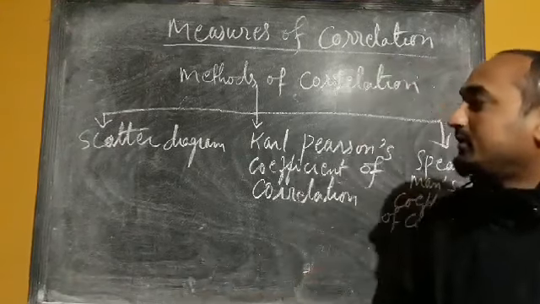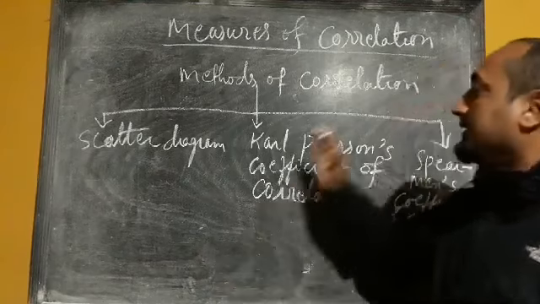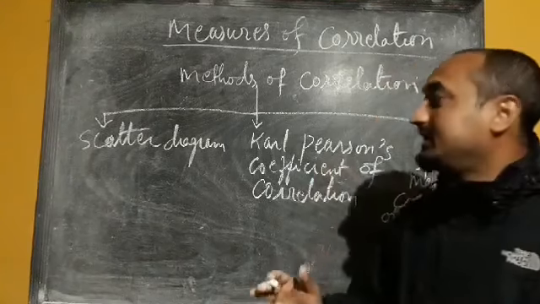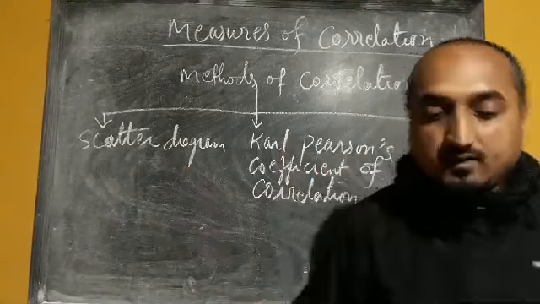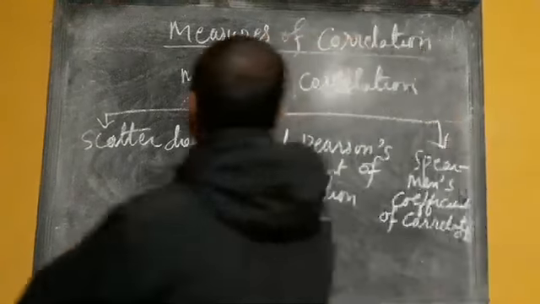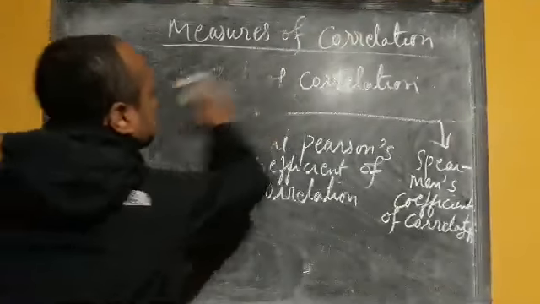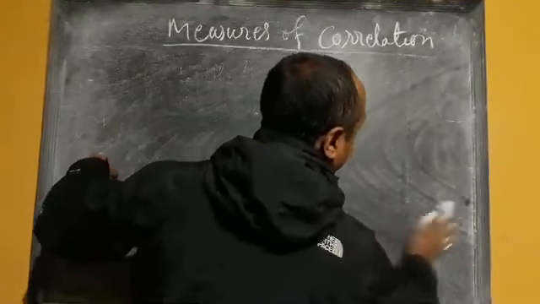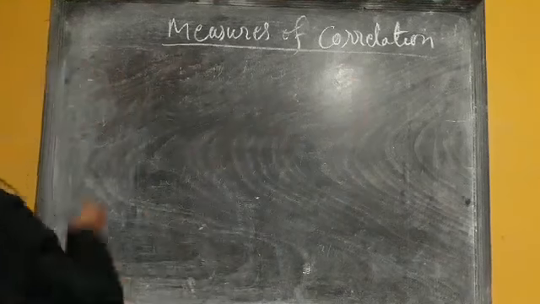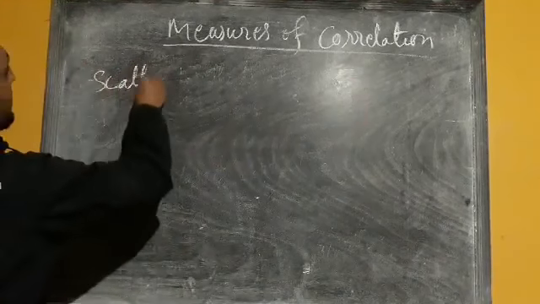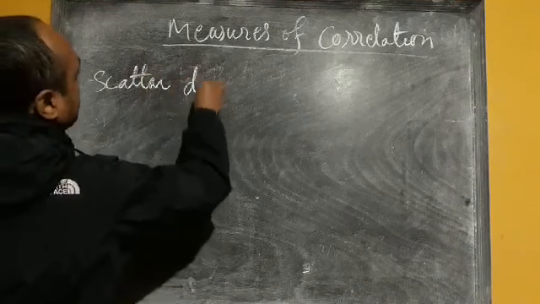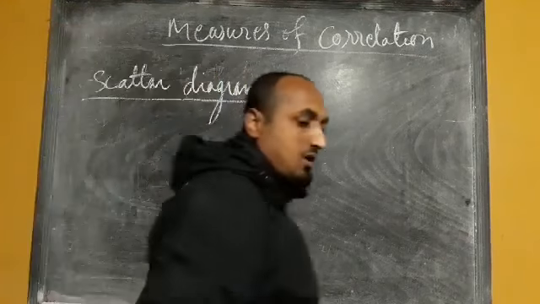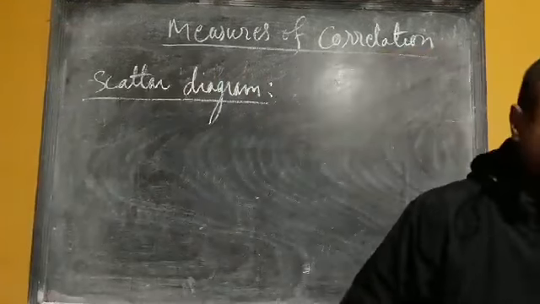Now we will discuss one by one. What is scatter diagram? What is Pearson correlation coefficient? How is it measured? How is it estimated? So first we will start with scatter diagram. The first method we have is scatter diagram.